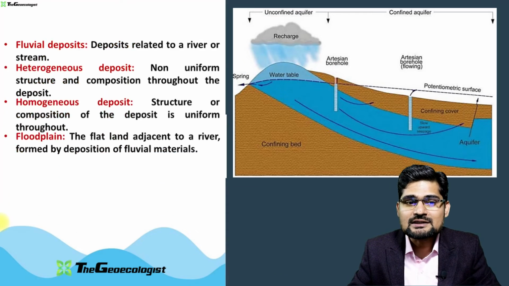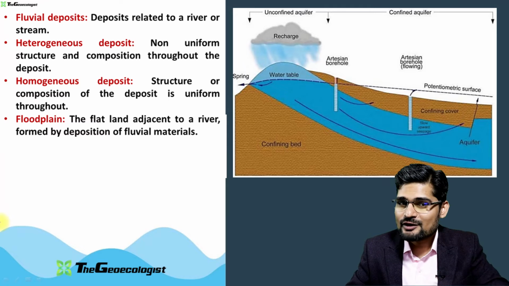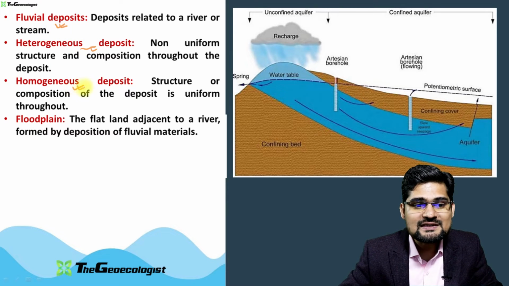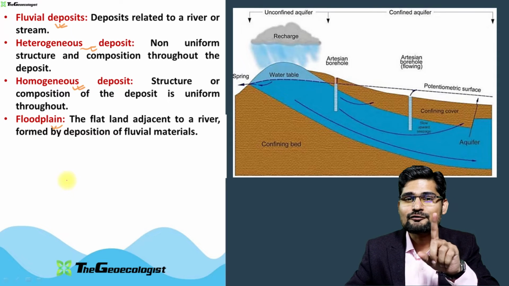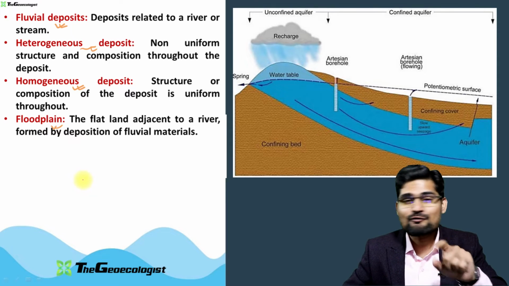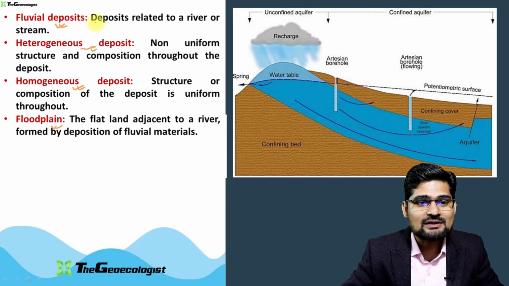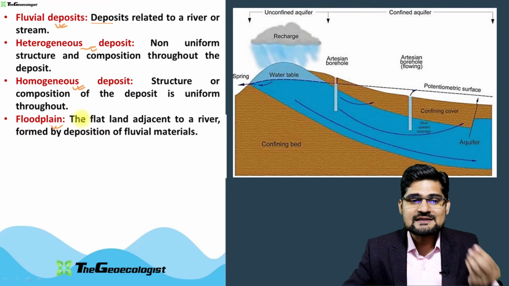Now, looking into certain different words, I told you I have made a glossary. So fluvial deposits, heterogeneous deposits, homogeneous deposits and floodplain. This is related to fluvial geomorphology. And if you have not watched the video on fluvial landforms, you can go to the playlist and watch it there. So these deposits are brought by rivers and streams.